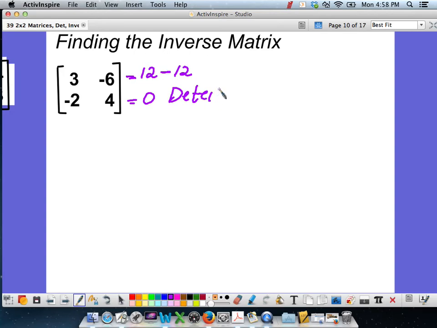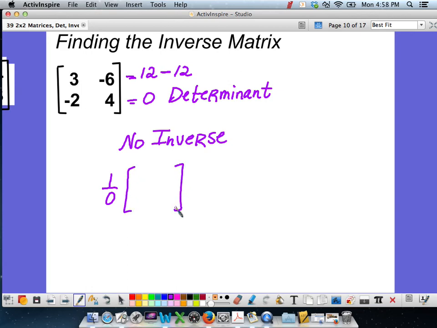If your determinant is 0, then there is no inverse. And that's what I would write: that there is no inverse because the determinant is 0. If I were to write 1 over the determinant, 1 over 0, and then swap A and D, change B and C, there's no way to multiply this in because any number over 0 is considered undefined. So this would have no inverse because the determinant is 0. That's how you find the inverse of a 2 by 2 matrix.